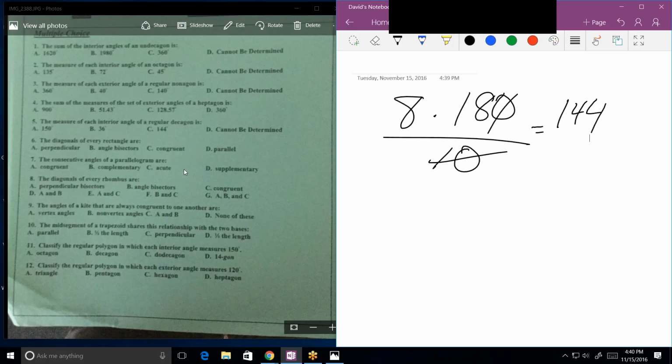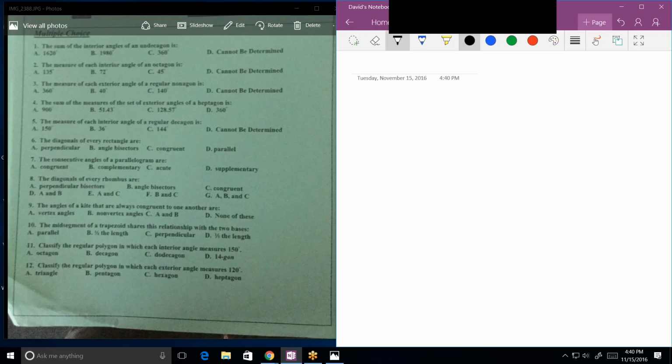Consecutive angles of a parallelogram are supplementary. Did we do number 6? Yeah, they're congruent, the diagonals of every rectangle. Okay. The diagonals of every rhombus, well, they're not, are they? Yes, they are angle bisectors. What's the definition of a rhombus? They are perpendicular bisectors and angle bisectors, so that's A and B, so D. The definition of a rhombus is 4 equal sides.